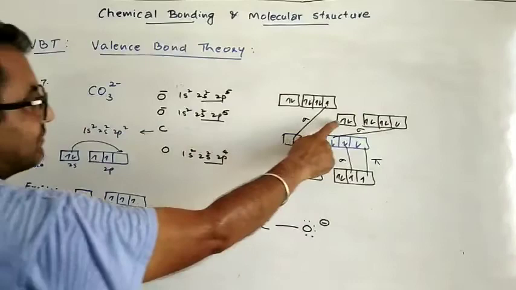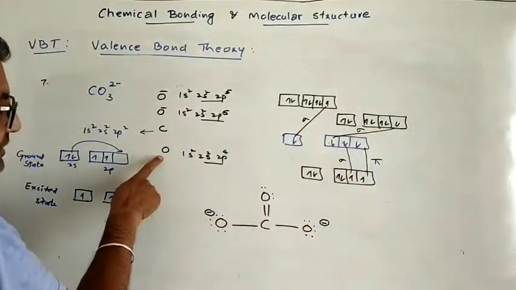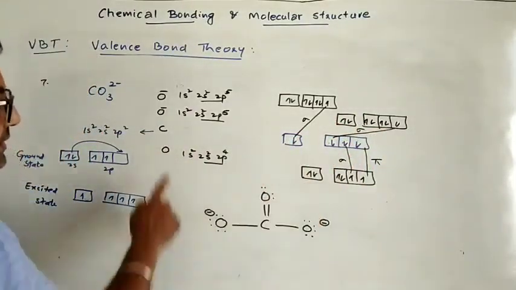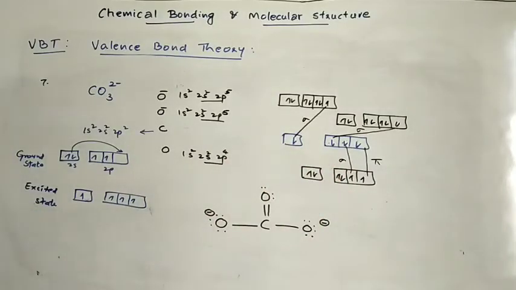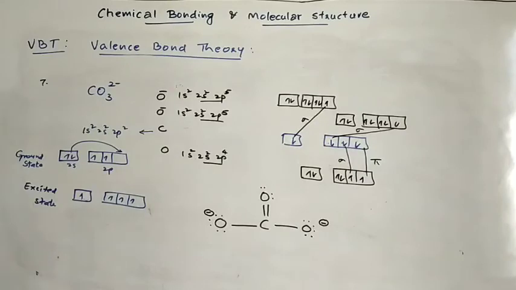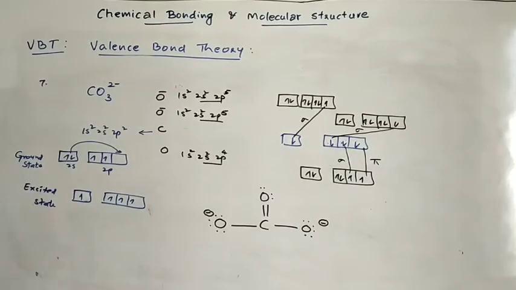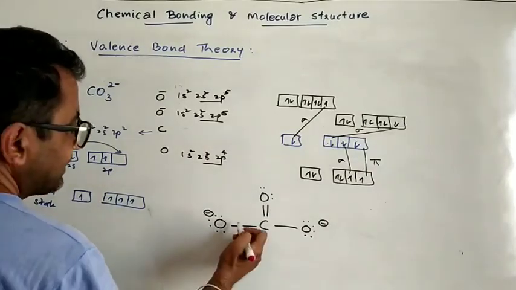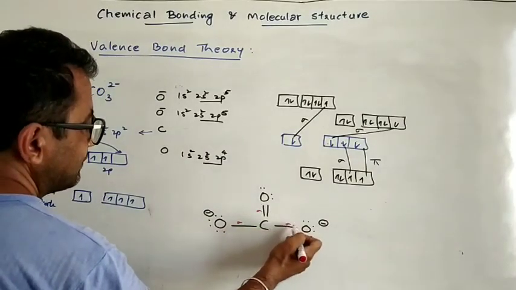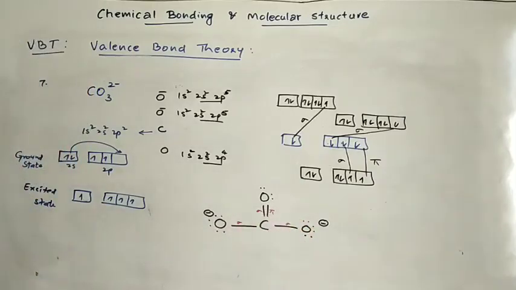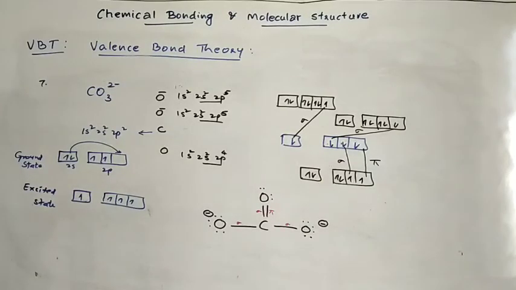This O negative has 1, 2, 3 pairs of electrons. This O has 1 and 2 only. Carbon has no lone pair. So this is the structure of carbonate, and you can also see the formation of sigma and pi bonds here. Out of this C double bond O, one bond is sigma. This bond is sigma, this bond is sigma, this bond is sigma, and this bond is your pi. Okay, so this is about the valence bond theory. Our next topic is hybridization.